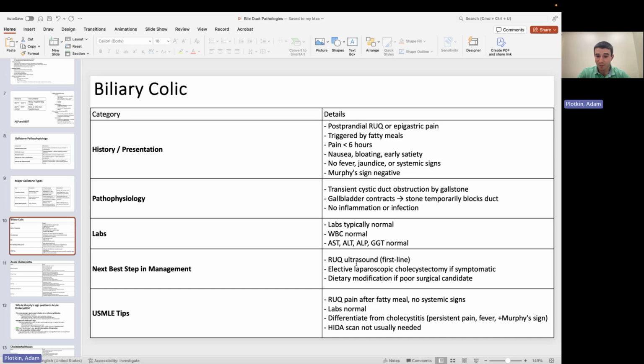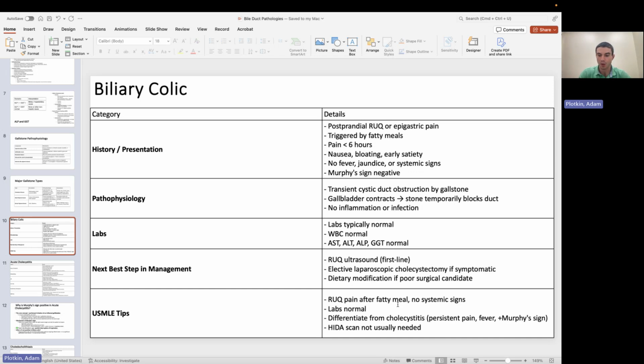If the patient continues to have constant biliary colic, we could do an elective laparoscopic cholecystectomy, okay, if they're having these symptoms. Dietary modification, if they're not a good surgical candidate, right, reduce the fatty foods. So again, USMLE tips, look for right upper quadrant pain after a fatty meal. Again, the fatty meal stimulates CCK. CCK will cause the gallbladder to contract, which gets stuck against a stone for just a short period of time until the stone falls one way or the other.